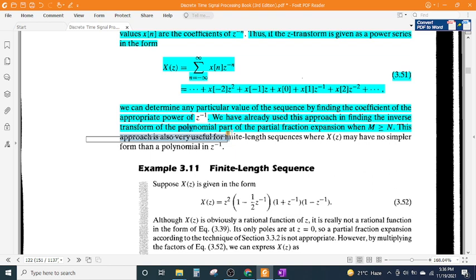Example 3.12 Inverse transform by power series expansion. Consider the Z-transform X(z) = log(1 + az^-1), |z| > |a|, Eq. 3.53. Using the Taylor series expansion for log(1 + x), with |x| < 1, we obtain X(z) = sum from n = 1 to infinity of (-1)^(n+1) a^n z^-n / n. Therefore, x[n] = (-1)^(n+1) a^n / n for n >= 1, and 0 for n <= 0, Eq. 3.54.